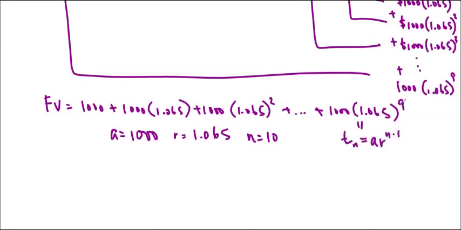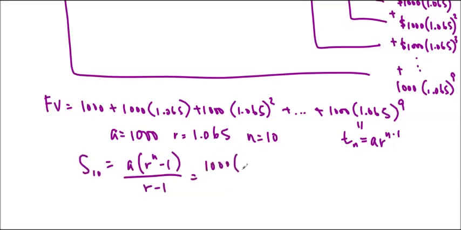So we should have 9 is equal to n minus 1. N is equal to 10. So we're going to have to find the sum of the series S sub 10, and the formula for a geometric series is A times r to the n minus 1 over r minus 1. If we just fill in these numbers, we'll get 1,000 times 1.065 to the 10 minus 1 over 1.065 minus 1.